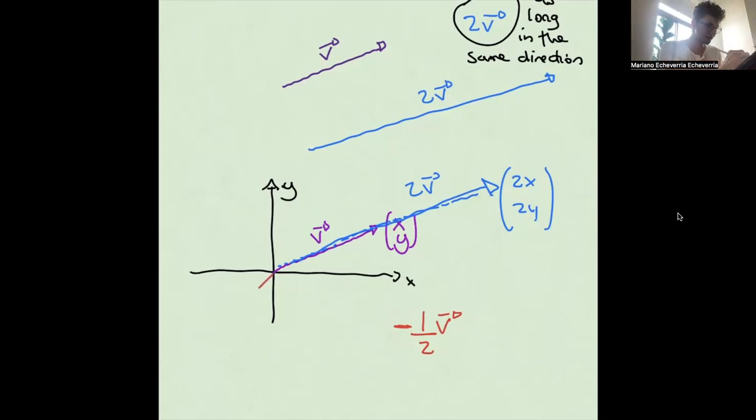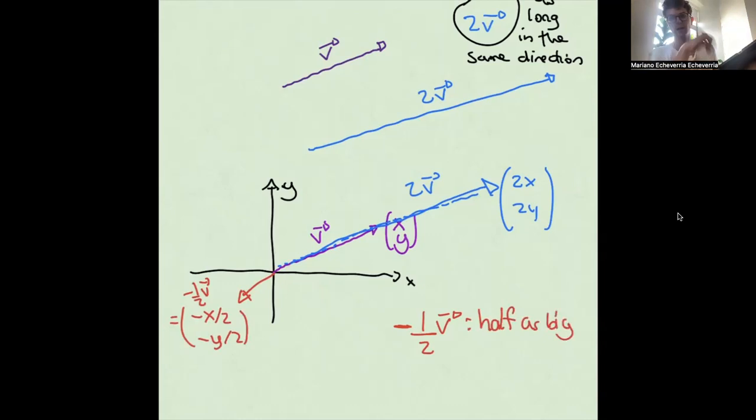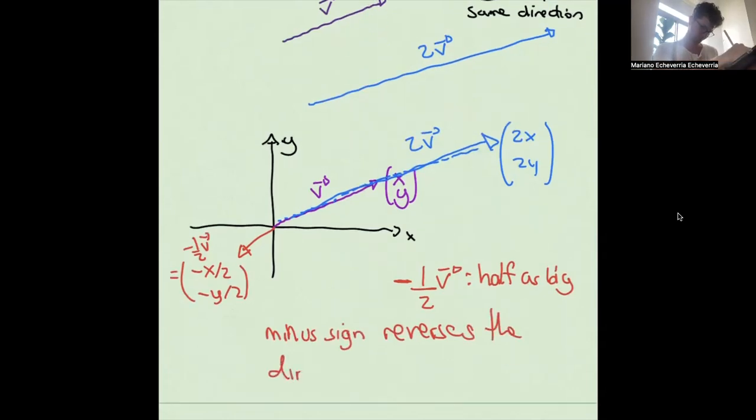Here I'm trying to make this half as big as the original one. So yeah, this vector is half as big, but the more important thing is that you reverse the direction. Perfect, yeah. Because of the minus sign, right? So the minus sign. Is that making sense?